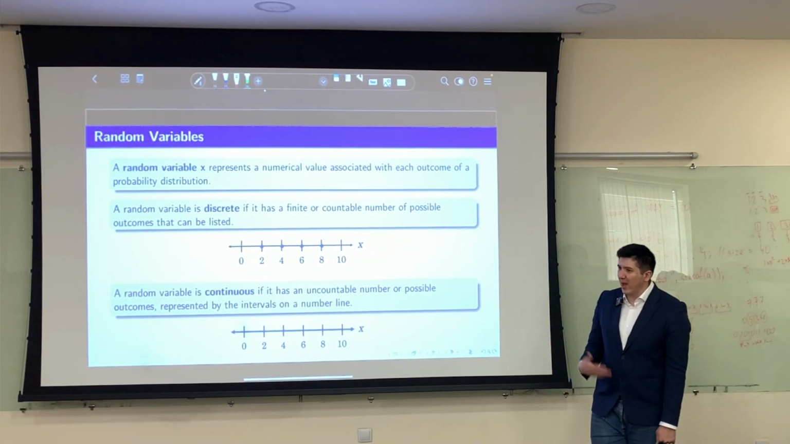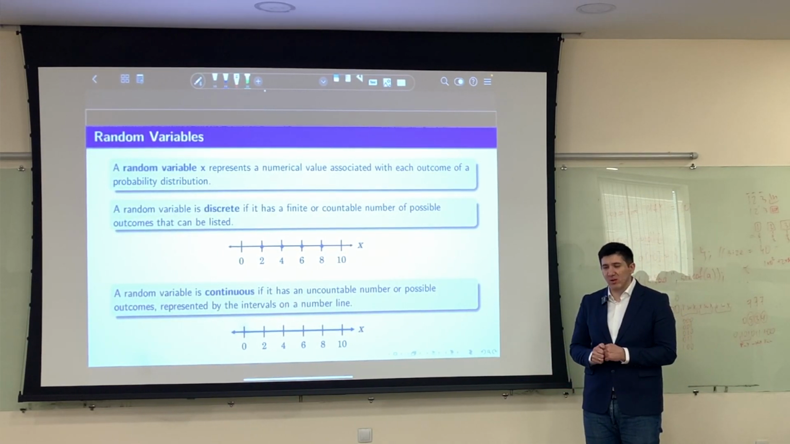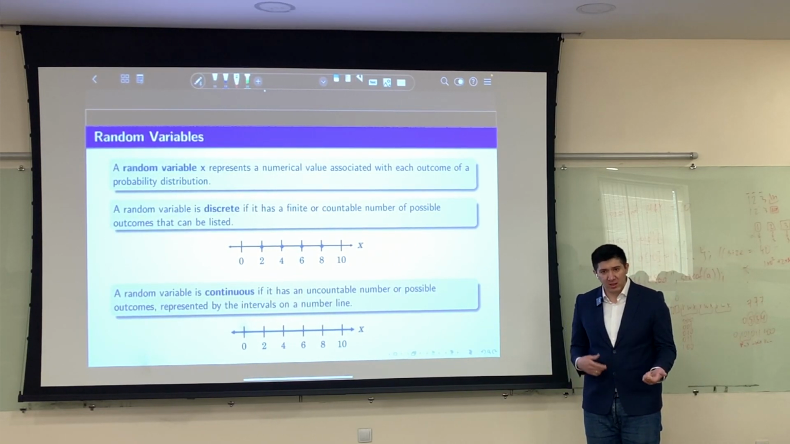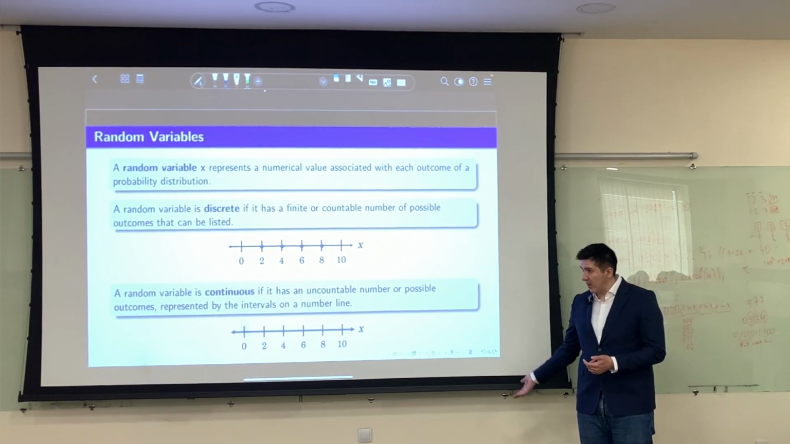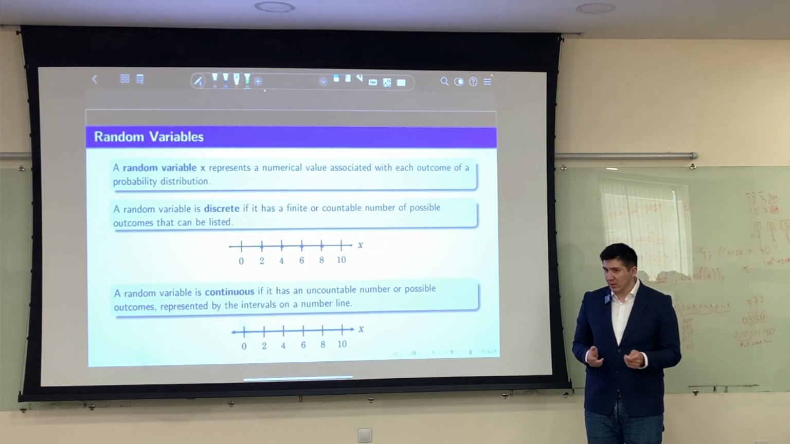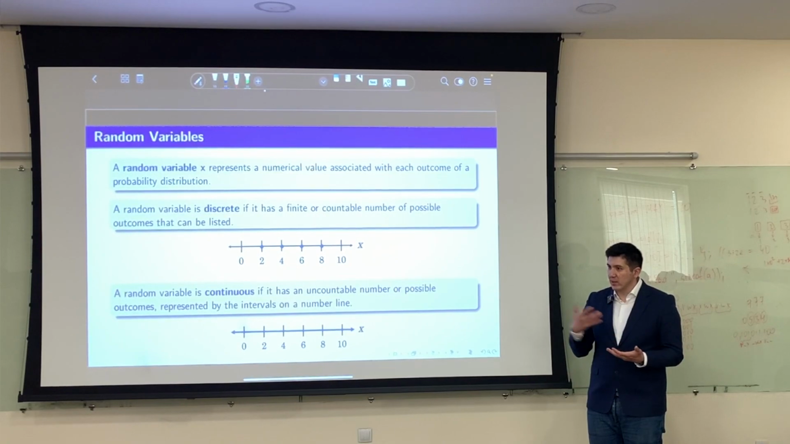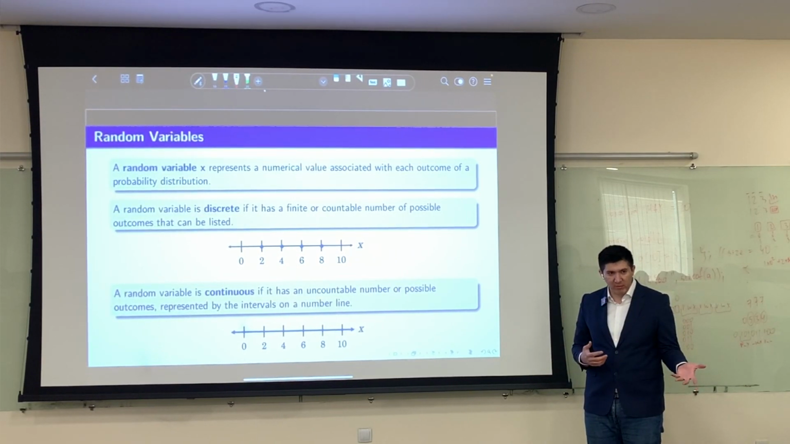Or for example, you can measure the time when your professor is late for every lecture, okay? So you can also measure this. Or you can measure the distance which you covered every day. You can count the number of steps, but you can measure the distance which you covered. Okay, do you feel the difference? So all of these cases are random variables, but you see that there is a difference between them. So there are discrete random variables and continuous random variables.